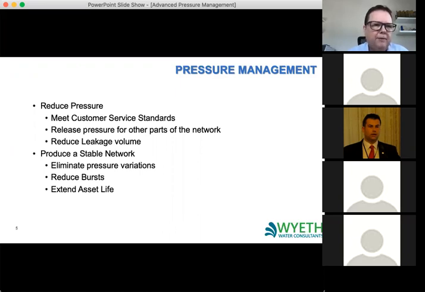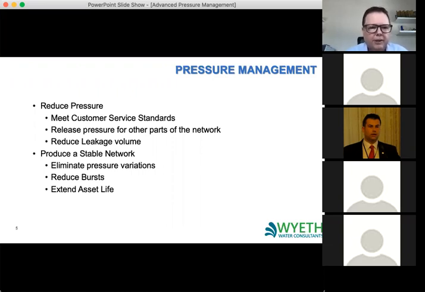So you may find that if you had an end of the network with very low pressure and you do pressure management near the top end of the network, near the treatment plant, the pressures at the end of the network will actually go up and improve the customer service down there. And probably the biggest reason why people like to reduce pressure is to reduce leakage volume. As I've mentioned before, it's one of the key pillars of reducing physical losses, but we'll talk a bit more about that in a minute.